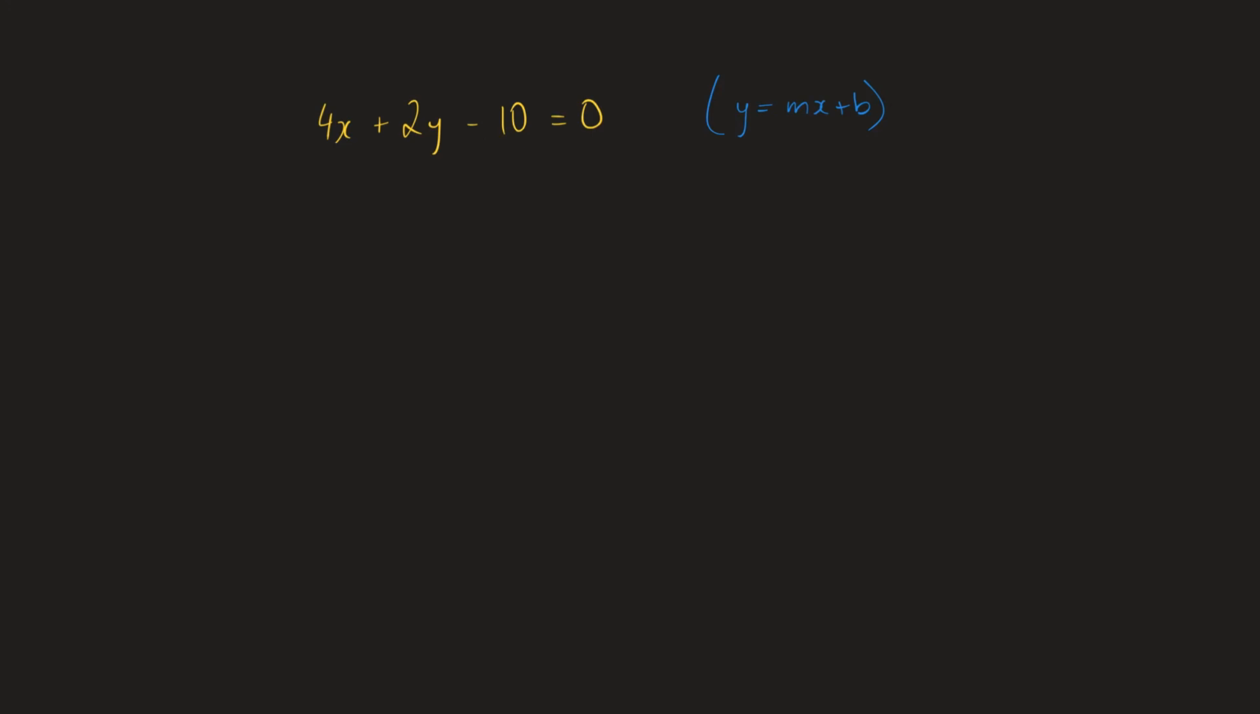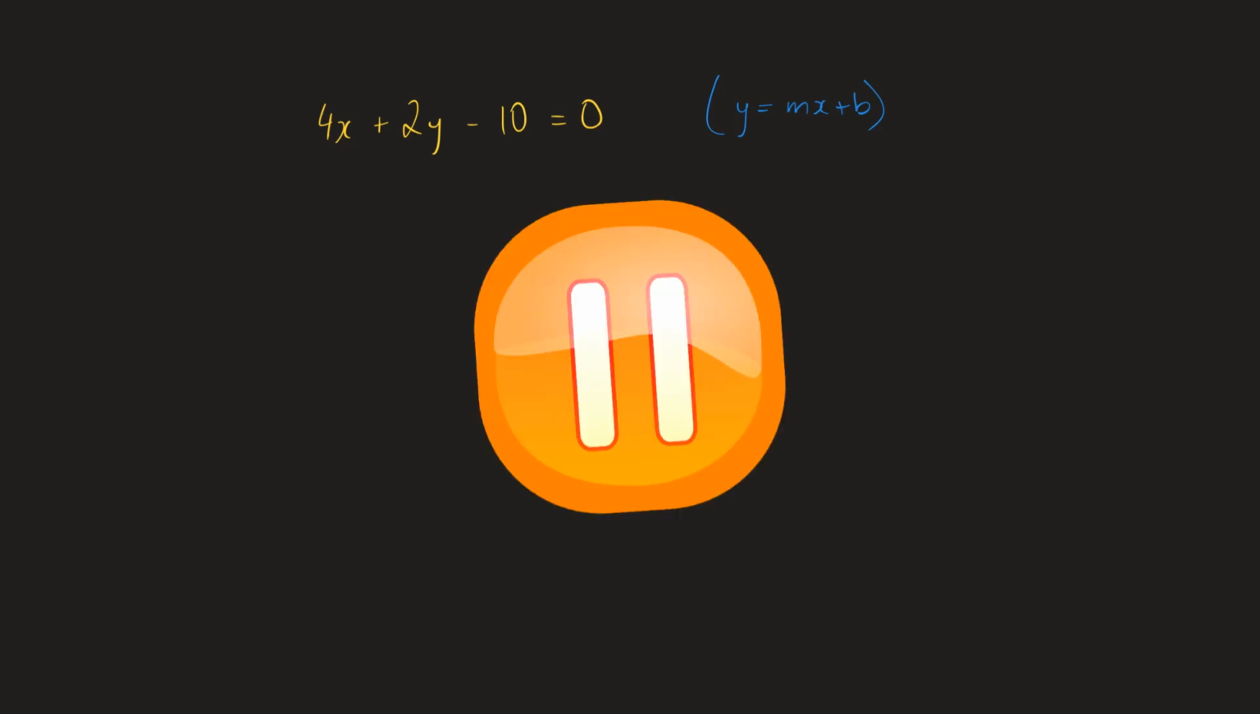In our final problem here, we have 4x plus 2y minus 10 is equal to 0. And we need to rearrange it to get it into the form of y equals mx plus b. So I want you to pause the video and attempt to do that yourself.